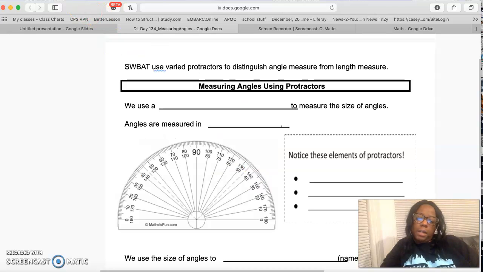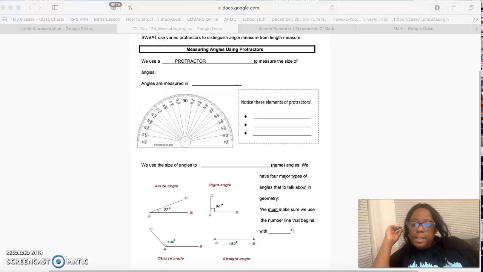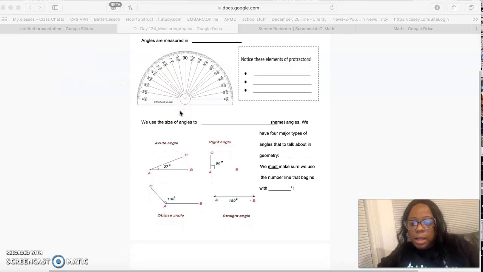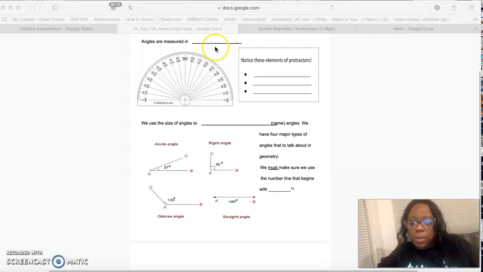Alright, so flip the page so we can get into the meat and potatoes of our lesson. Today's aim is that students will be able to use varied protractors to distinguish angle measures from length measures. Now, when we're measuring angles, we use a protractor. We use a protractor to measure the size of angles. Angles are measured in degrees.